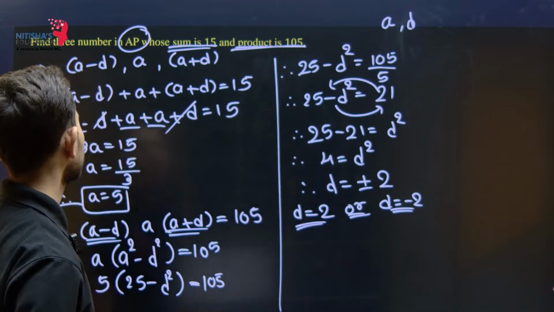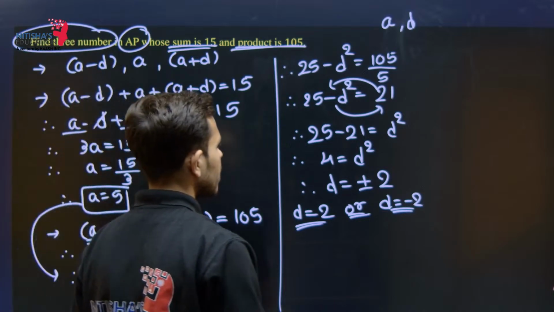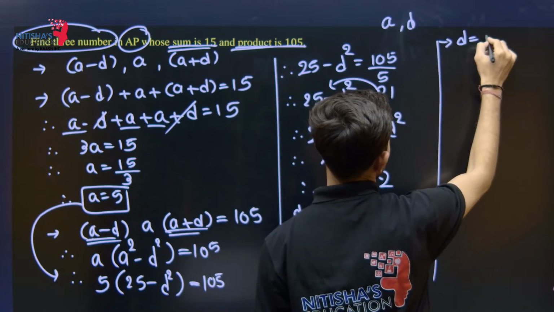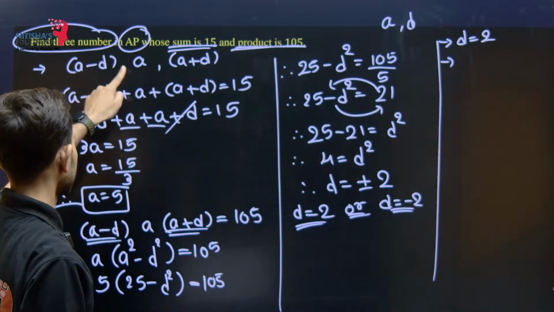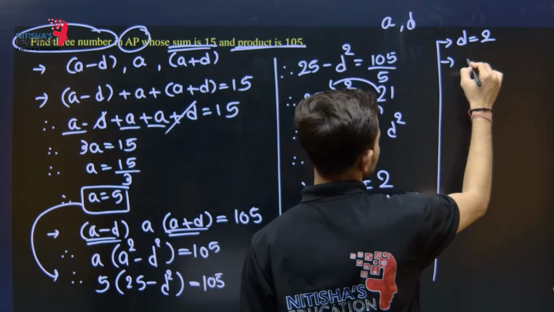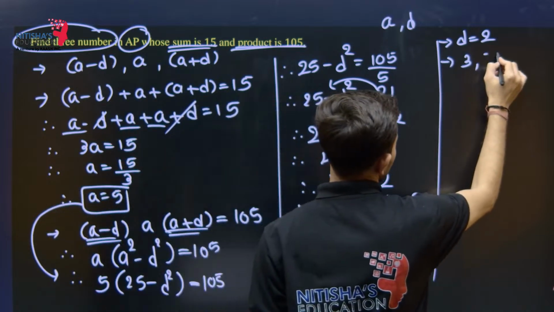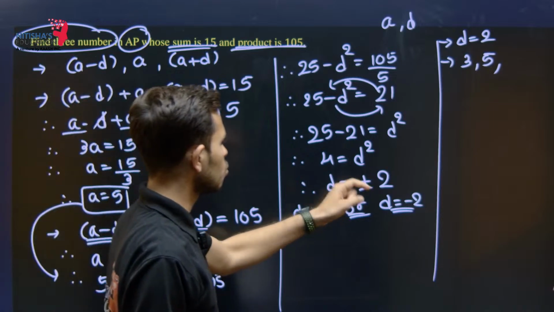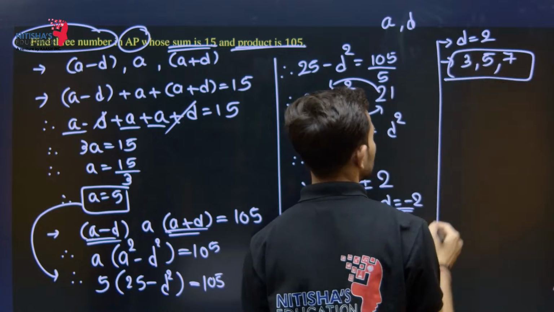Now what we need to find? We need to find those 3 numbers. So let's find out those 3 numbers. First, when d is equal to 2. When d is equal to 2, then a minus d. What is the value of a? 5. 5 minus 2 will become 3. Second is a, which is 5. Third is a plus d, which is 5 plus 2. It will become 7. These are the 3 numbers when d is equal to 2.